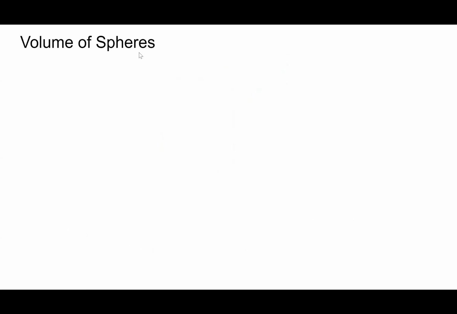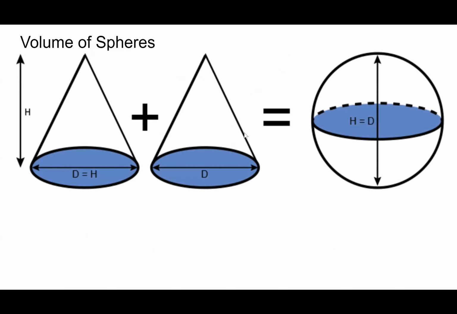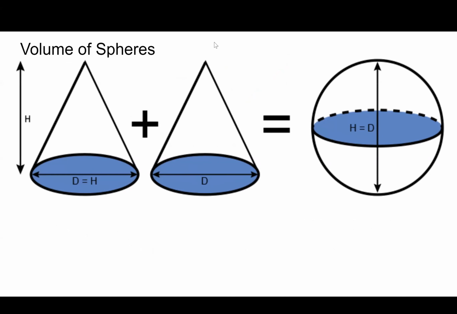Now, let's talk about spheres. Let's talk about the volume of the spheres. For spheres, the interesting part is that I can use cones. If I have a cone that's the same height as a sphere, it would take me 2 cones to fill up a sphere. Like if you have them, you check them out. It takes 2 cones to fill up a sphere.